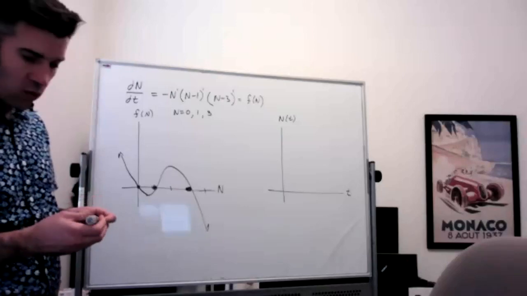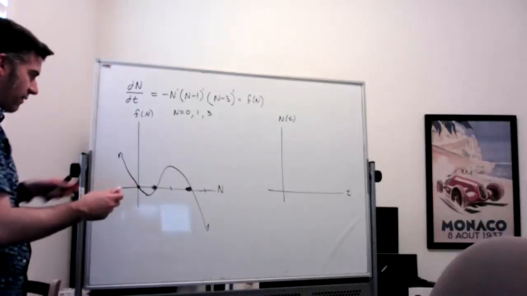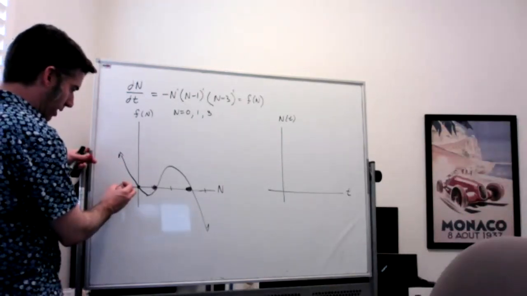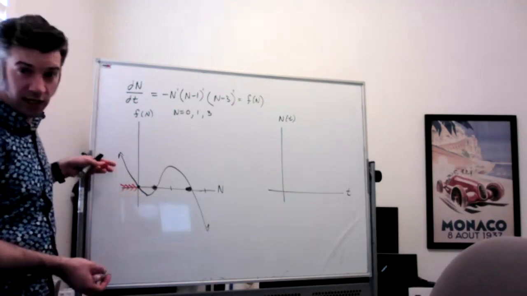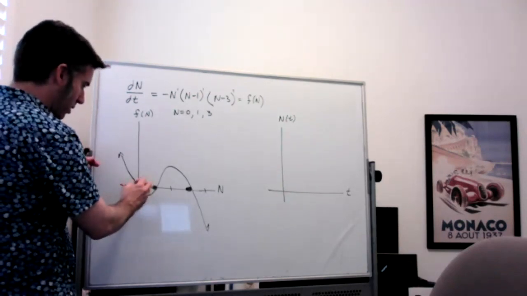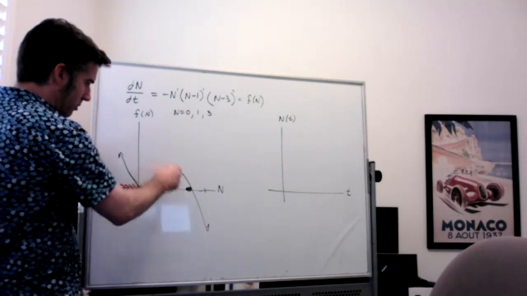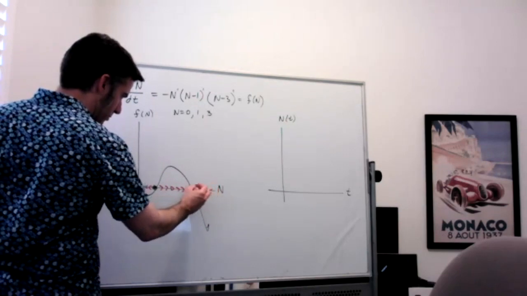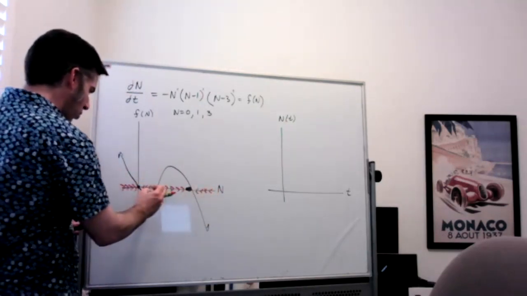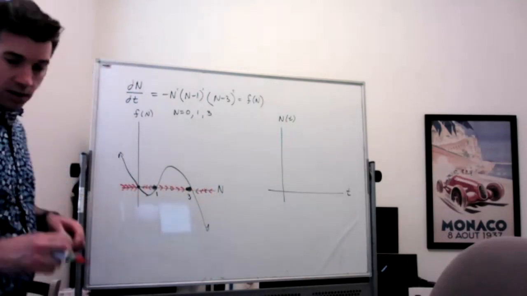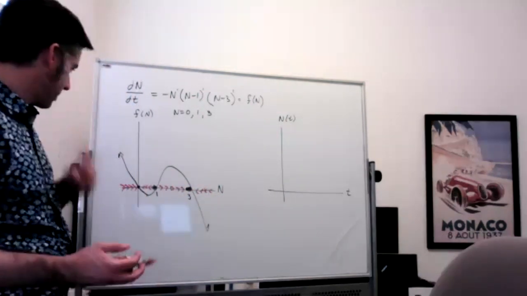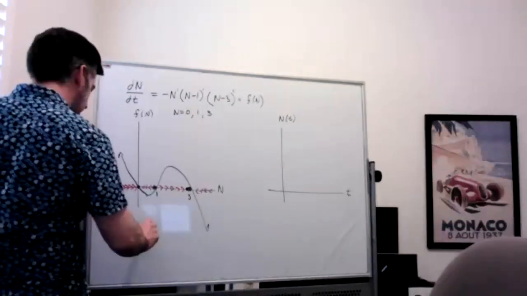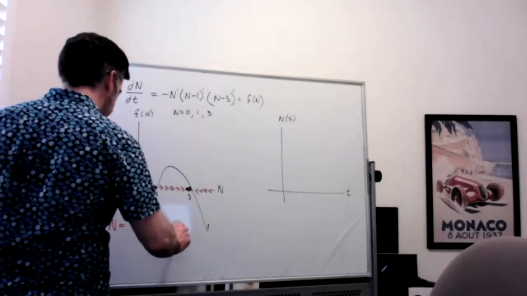And we know that if the graph is above the horizontal axis, the things on the horizontal axis are getting bigger because the rate of change is positive. When it's below, things are getting smaller. Then above, getting bigger, and below, getting smaller. So it should be pretty clear that n equal to 1 is unstable.